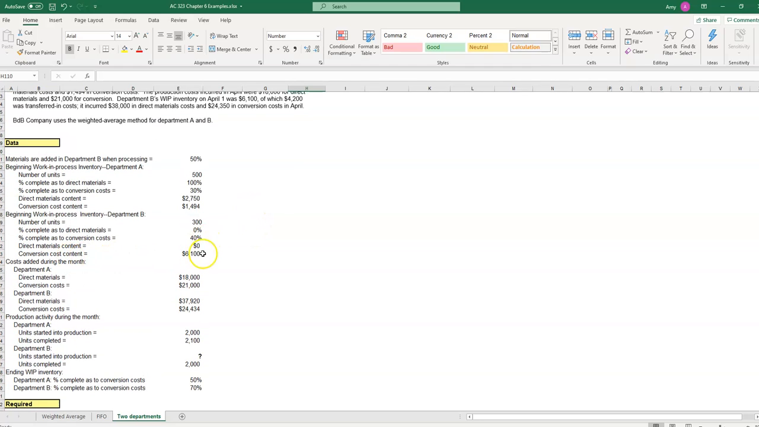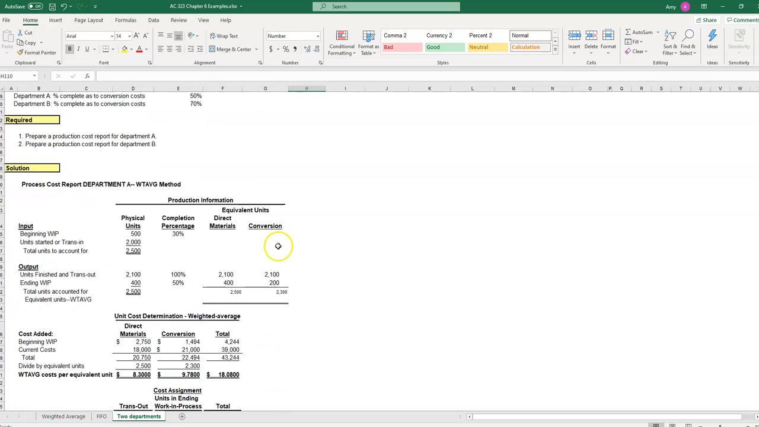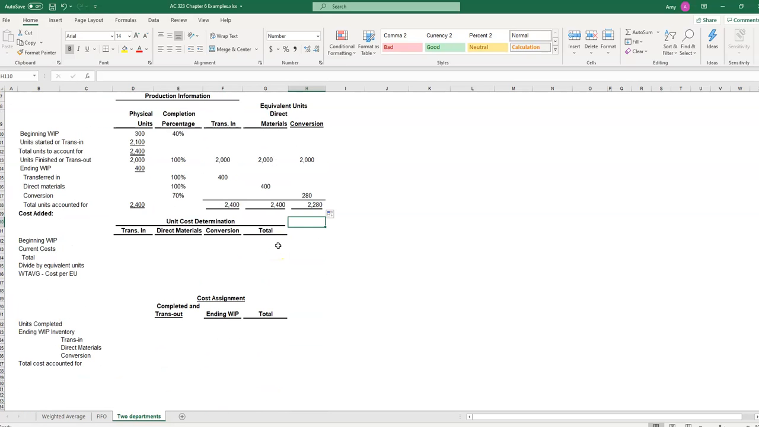We had some costs in our beginning work in process, which it says the beginning work in process inventory was $6,100, of which $4,200 was transferred in costs. So we have $4,200 of transferred in and $6,100 total, it tells us. So we know we didn't add any direct materials. So what we have then is conversion costs that were the difference between that $4,200 and the $6,100 total.